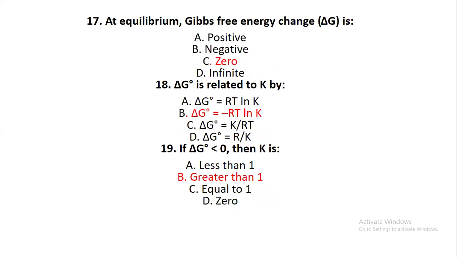Delta G naught is related to K by delta G naught equals minus RT ln K. If delta G naught is less than 0, then K is greater than 1.